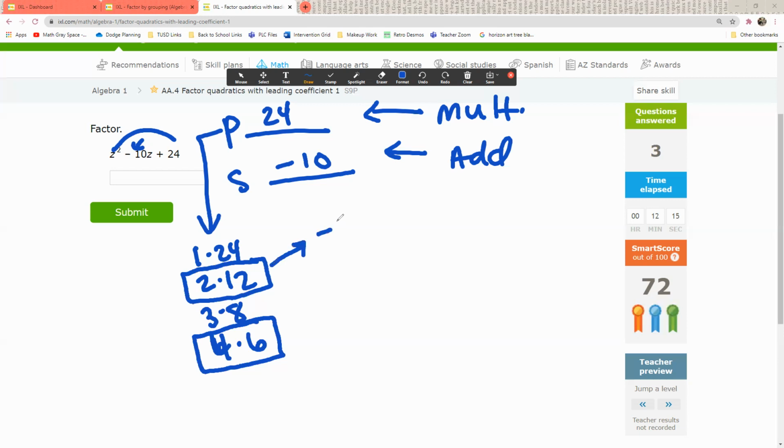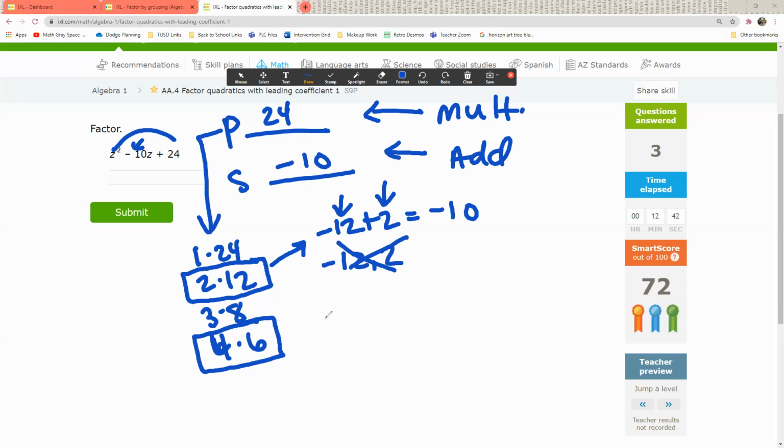Here, I could do negative 12 plus 2 to equal negative 10. But the problem is if I use a negative 12 and a positive 2, it's not going to multiply to be positive anymore, right? Because when I multiply negative 12 times positive 2, I'm going to get a negative 24. So negative 12 and positive 2 don't work. They add to be negative 10, but they don't multiply to be positive 24.